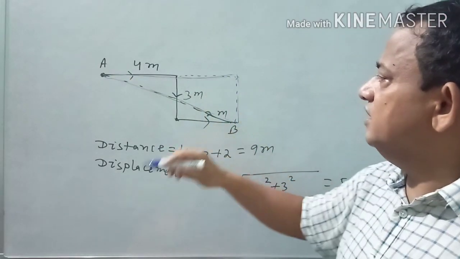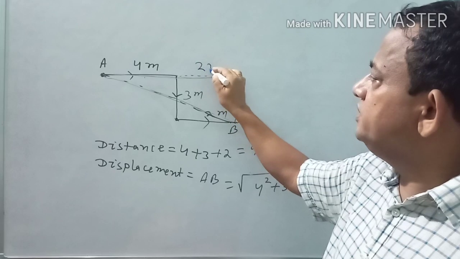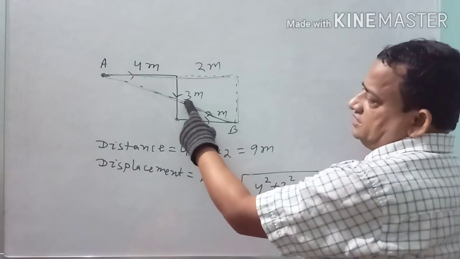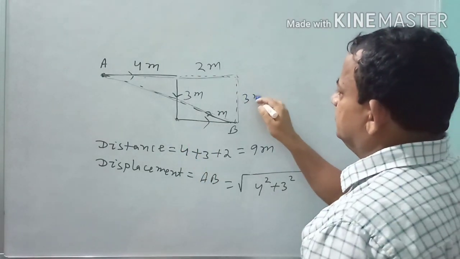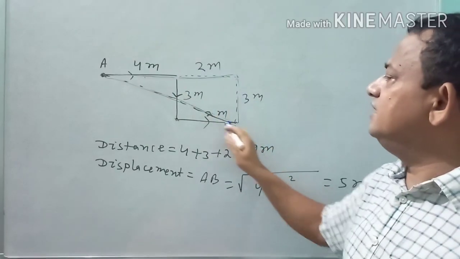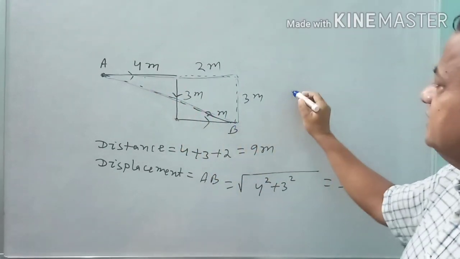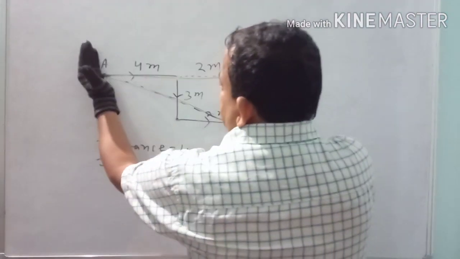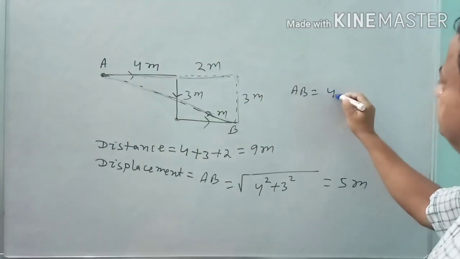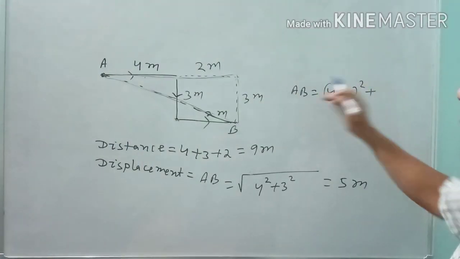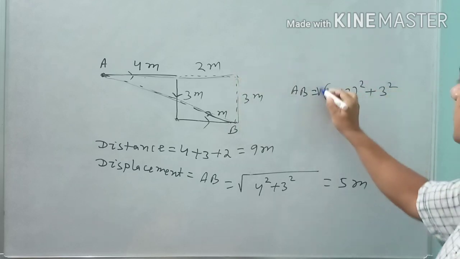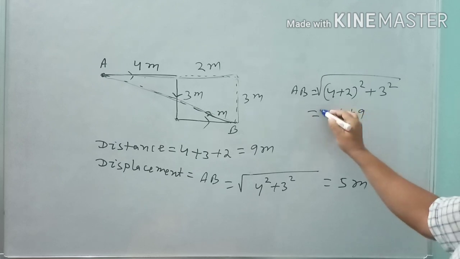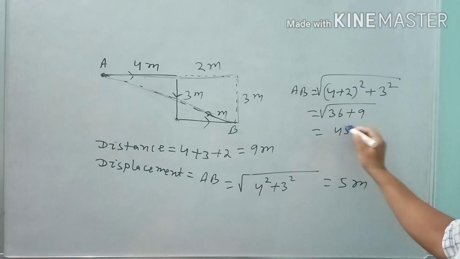So you see this is a right angle triangle. This is 4 meter. This will be 2 meter. How? This is 2 meter. So that will be 2 meter. This is 3 meter. This is 3 meter. So this will be 3. So in this right angle triangle, how to find AB? AB means this is the displacement. What is this? 6 meter, 4 plus 2. So AB is the square root of 6 square plus 3 square, that is 36 plus 9, root over 45 meter.